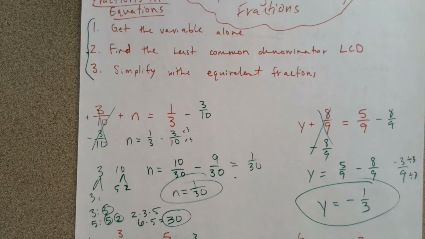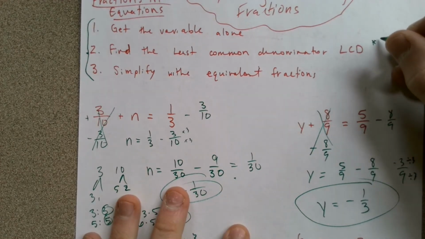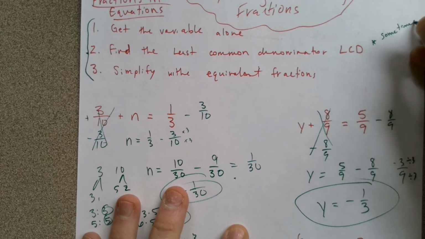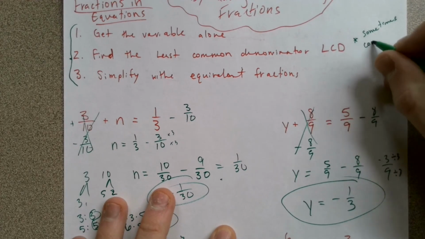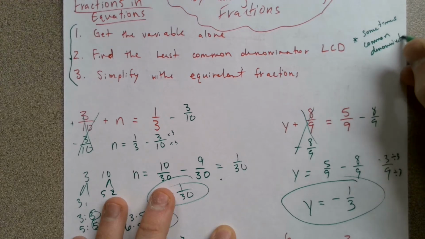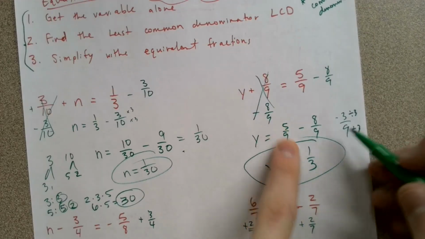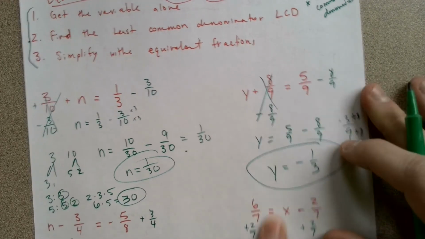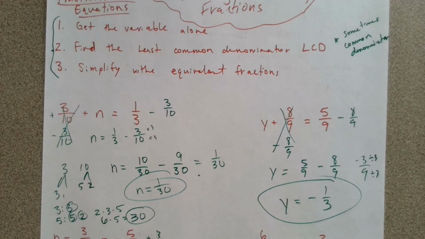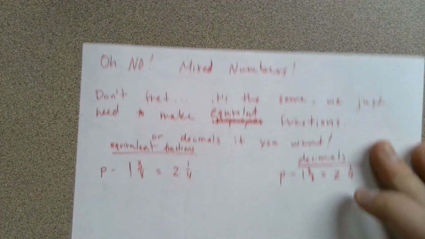Those are the big steps. Get the variable alone. Find the least common denominator. It doesn't always need to be this. Sometimes it can just be a common denominator. But at the end, you'll have to simplify if that's the case. Just like we did on this one. We got it to -3/9 and simplified later. That's fine too. As long as you're simplifying that fraction with those equivalents, works for me.